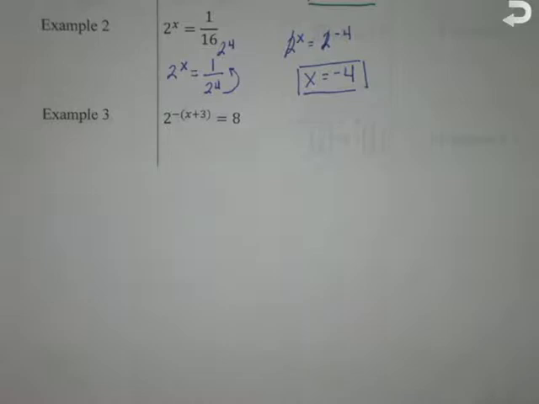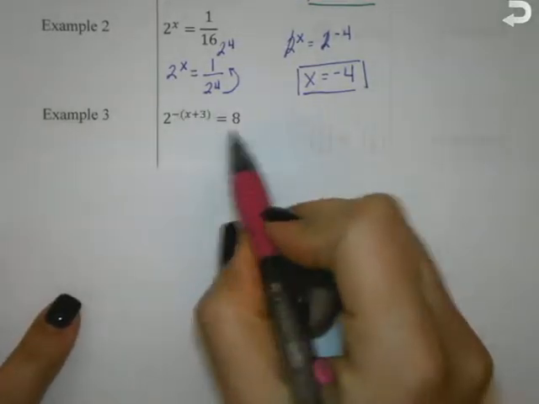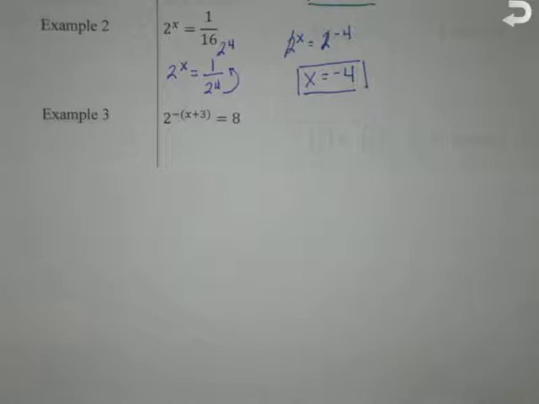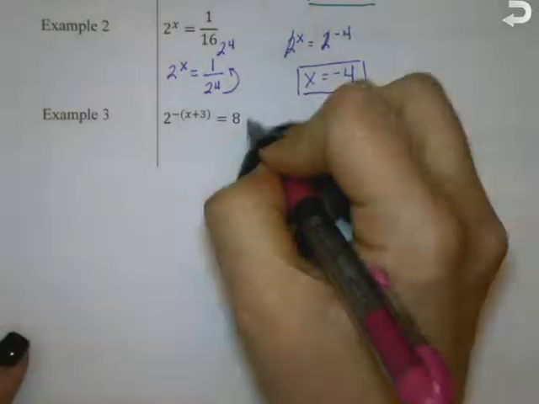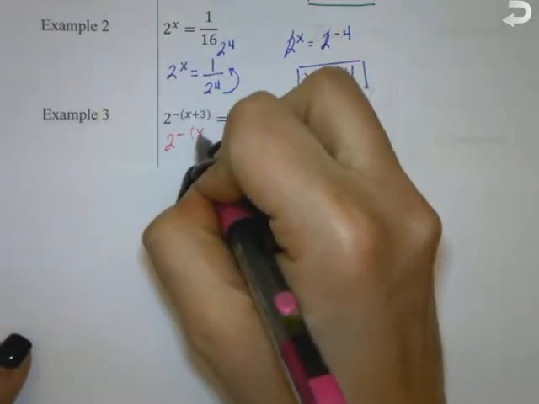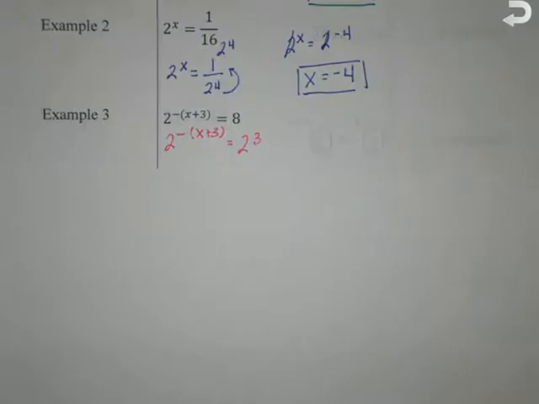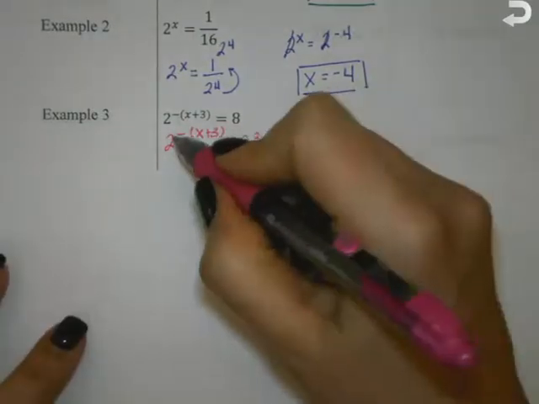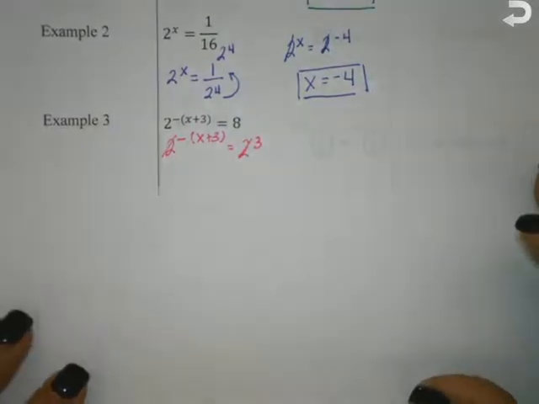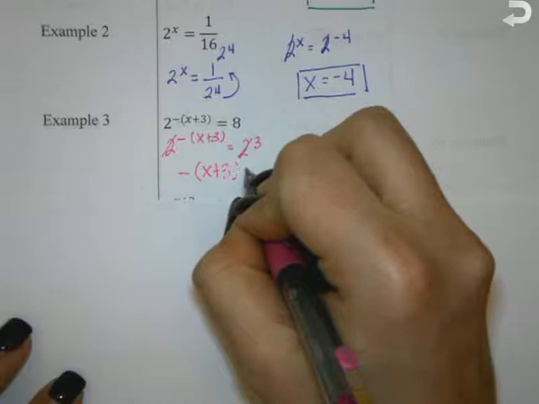Okay, so example 3, we have 2 to the negative x plus 3 equals 8. What would our bases be here? What would be our same base? 2. How could we write 8 as a base of 2? 2 to the 3rd. So this is going to be 2 to the negative x plus 3 equals 2 to the 3rd. Do I have same bases? Yes, so drop the bases, and that gives me negative x plus 3 equals 3.